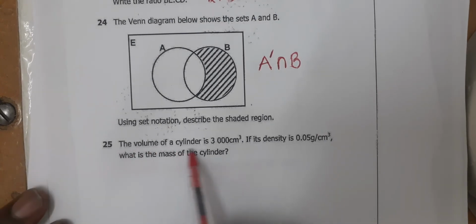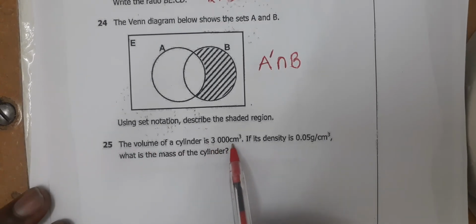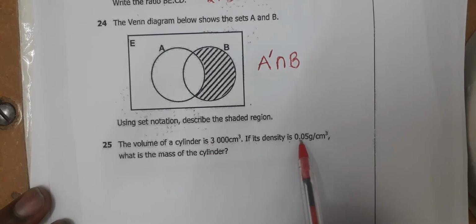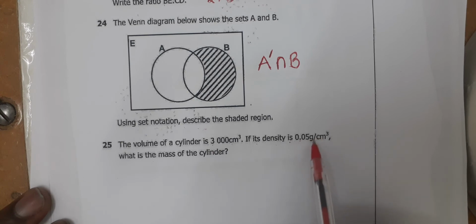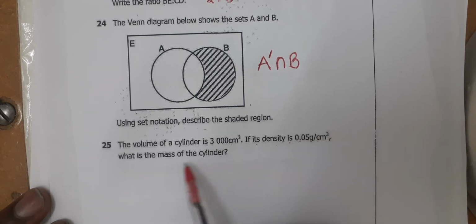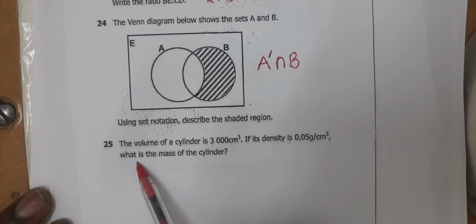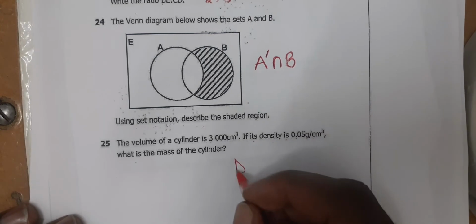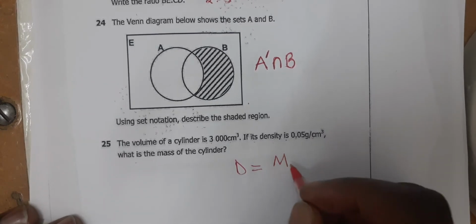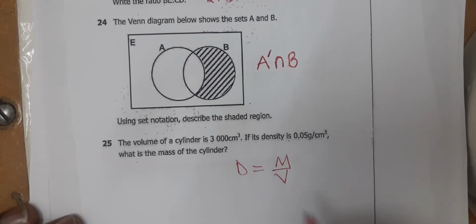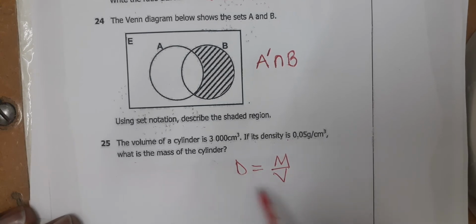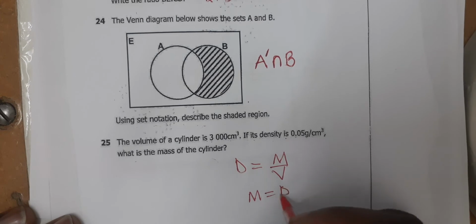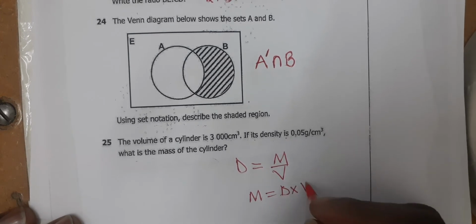The volume of a cylinder is equal to 3,000 centimeters cubed, and its density is equal to 0.5 grams per centimeter cubed. What is the mass of the cylinder? So what is the formula we're using here? Density is equal to mass over volume. So what do we want to find here? Mass. So mass is equal to density multiplied by volume.